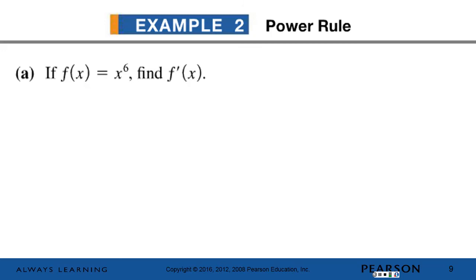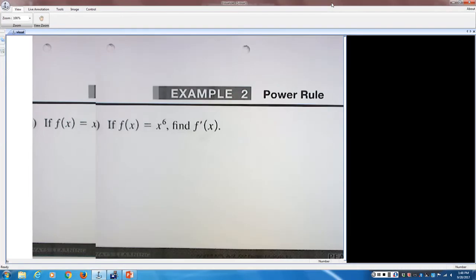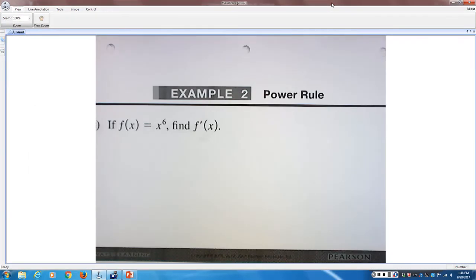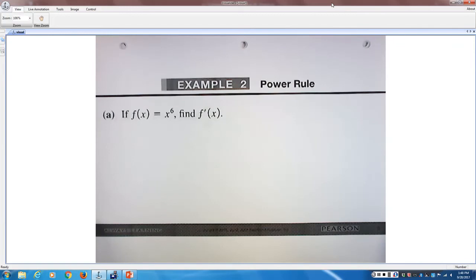So now we're going to proceed to the paper. Although there's really not much to write, I could just show you the answer, but it helps to see what I'm going to do. So here's the power rule. f of x is equal to x raised to the 6th power. Find f prime of x.